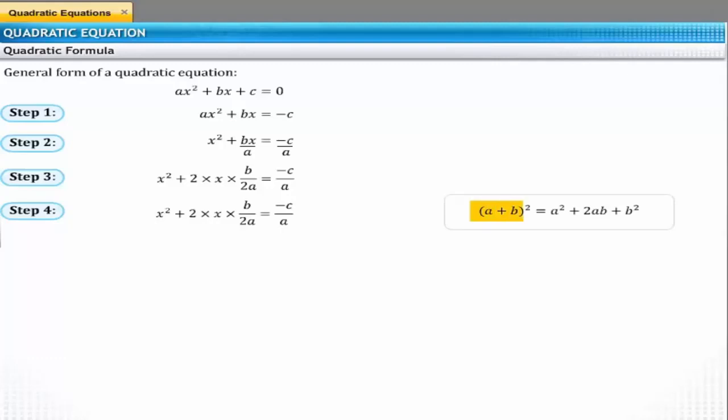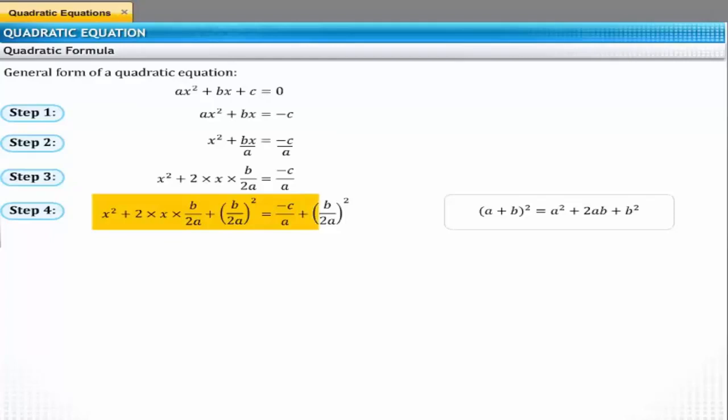a plus b whole squared is equal to a squared plus 2ab plus b squared. To do this, add b divided by 2 times a, whole squared, on both sides. Now you have x squared plus product of 2x and b divided by 2 times a plus b divided by 2 times a whole squared is equal to minus c divided by a plus b divided by 2 times a whole squared.